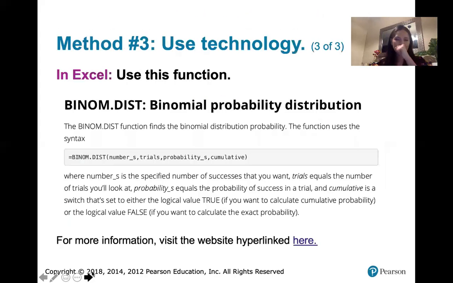So here is the function that we use in Excel to get binomial probability distributions. This is actually a screenshot of a website from dummies.com. They're the same people that published the For Dummies books, like Statistics for Dummies. It shows you how to use this binomial distribution function in Excel. So if you click here, you can read about how to use it on the For Dummies website. You can also click here. It's going to take you to the same place. And we're going to use this function in just a moment when we do the next example.